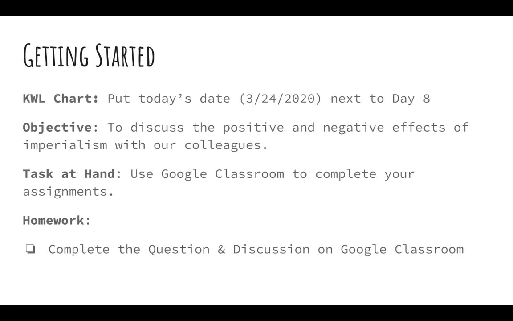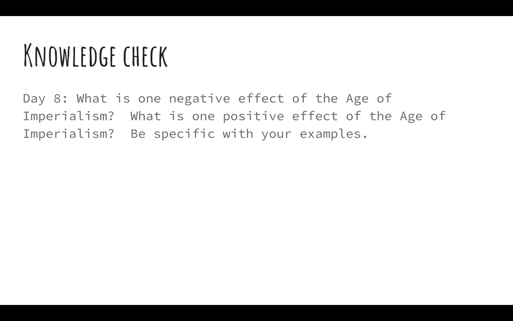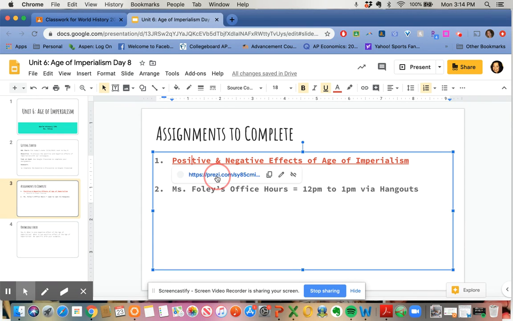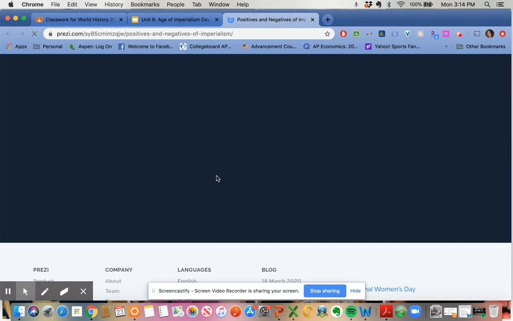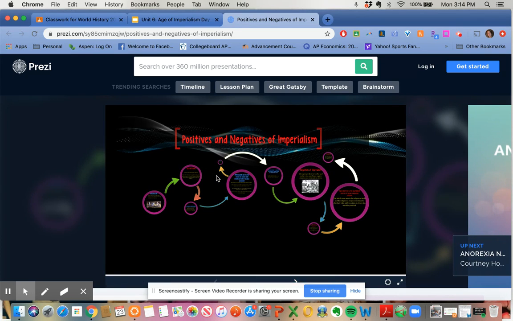Okay, so continuing. Here's what our assignment looks like today. There is a link, the positive and negative effects of the age of imperialism. I'm putting this link on Google Classroom for you to see. When you open up this link, this is another student's presentation about the positive and negative effects of imperialism. Your job is to look at this other student's presentation to get some ideas about what are some positive things about imperialism, what are some negative things.